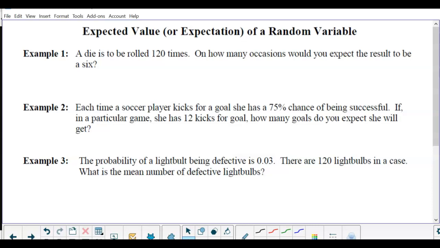A die is to be rolled 120 times. On how many occasions would you expect the result to be a 6? Based on the theoretical probability, we're talking about a normal die that you've played board games with. It has 6 sides. So the probability of rolling a 6 is 1/6. If I said probability of rolling a 4, it would still be 1/6. It's the shape of the die, right? It's a cube. On how many occasions would you expect the result to be a 6 if you rolled it 120 times? What do you think you would do?